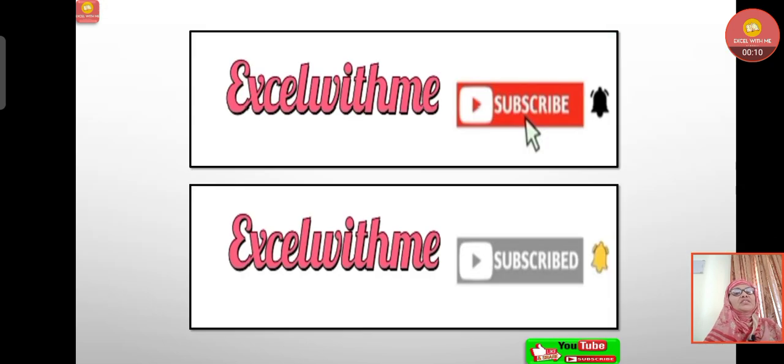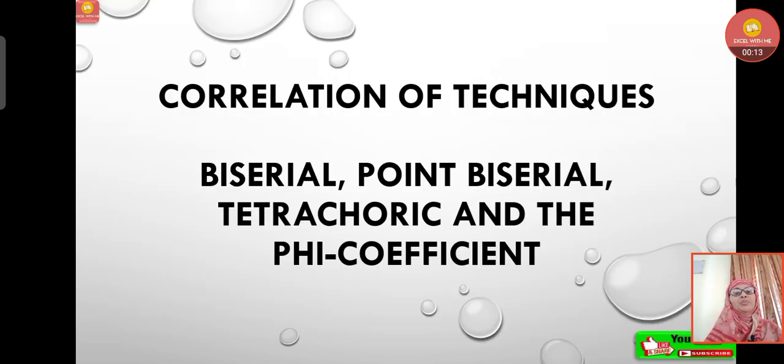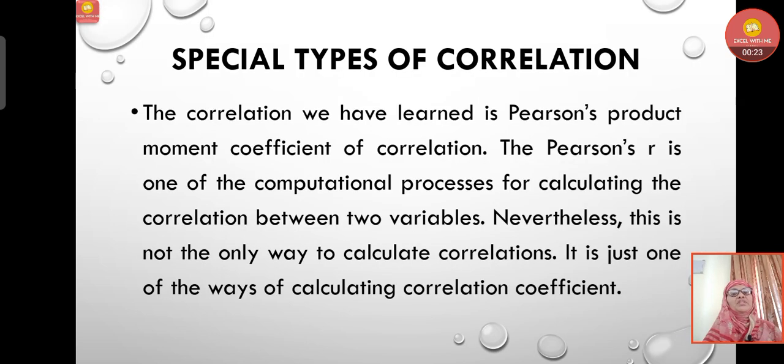Let's start today's class, that is research methodology paper, topic correlation of techniques, the last subtopic, that is biserial, point biserial, tetrachoric and the phi coefficient we are going to discuss.